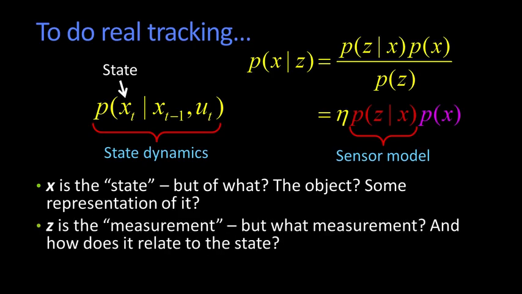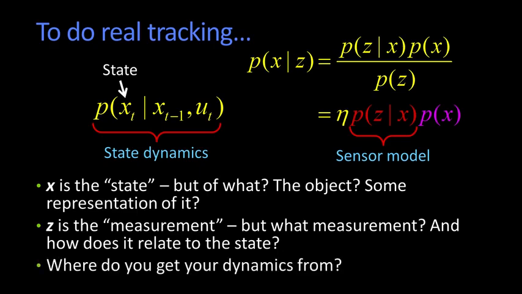Speaking of sensor measurements, or speaking of Z, that's the measurement. But the measurement of what? What measurement are you going to use, and how does the measurement relate to the state? So if we're going to do real tracking, we have to know these things. And finally, where do you get your dynamics from? Do you go to the dynamics shelf at Home Depot and say, I need some dynamics, please? Where are you going to get these for computer vision?